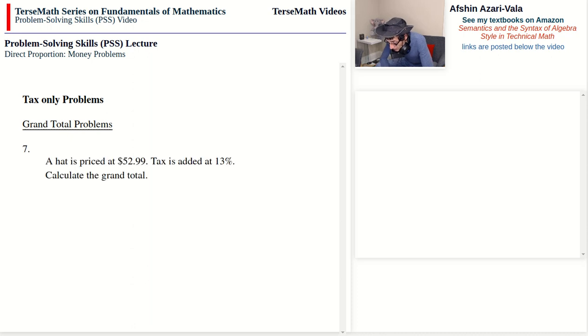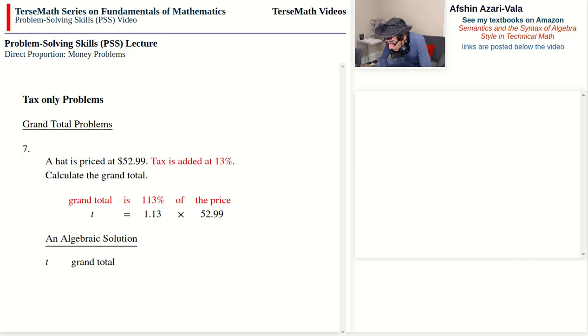Problem 7, a hat is priced at $52.99. Tax is added at 13%. Calculate the grand total. Now for grand total, we can argue by saying that grand total is 113% of the price. The 100% represents the initial price, and the 13% represents the additional tax on top. So grand total T is equal to 1.13. And again, in decimal form, the 1 refers to the price itself, and the 0.13 refers to the additional tax on top, times $52.99.